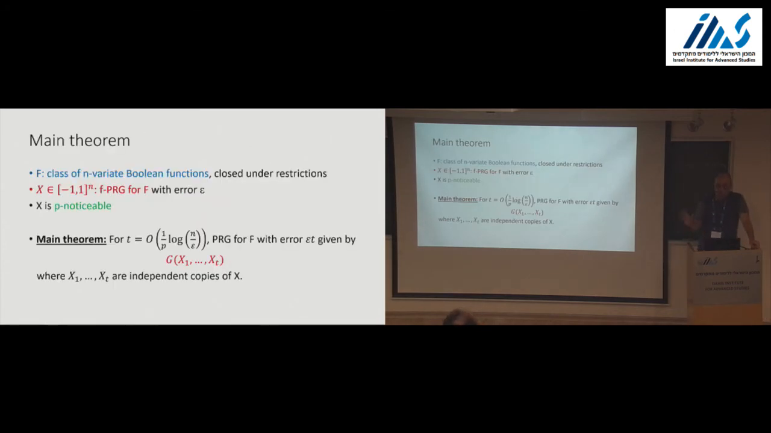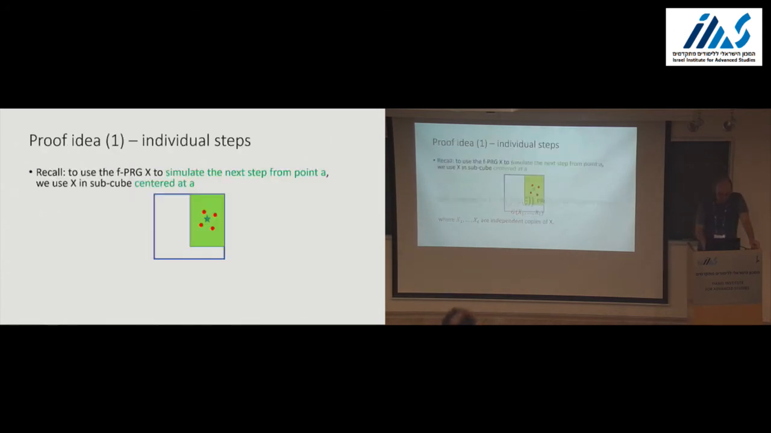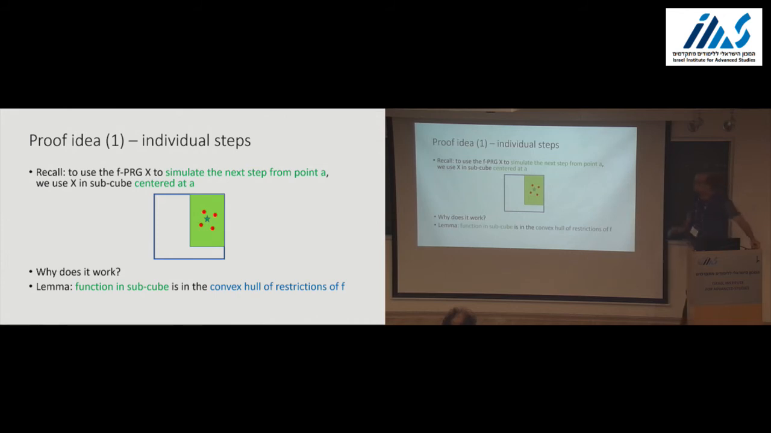Okay, so why does this work? So I'll give you some hints about the proof. So first of all, why do the individual steps work? This was what Nati asked. So basically, it works because if you take your function, and let's take the function restricted to the subcube, it's another, not Boolean, but bounded function. Turns out that this bounded function is in the convex hull of restrictions of your original function. So if you can fool all the restrictions, you also fool everything in the convex hull, so you fool this subcube function. Okay, that was part 1.